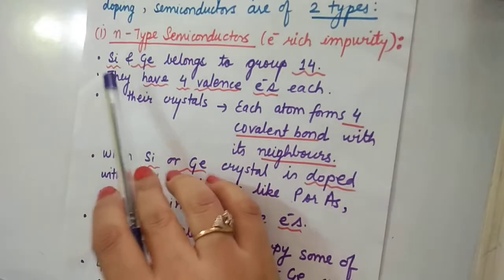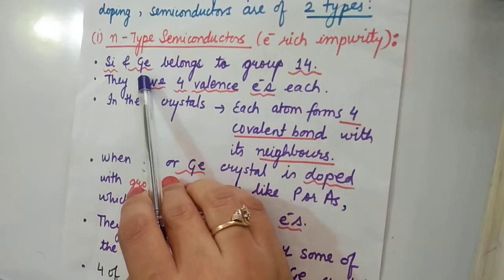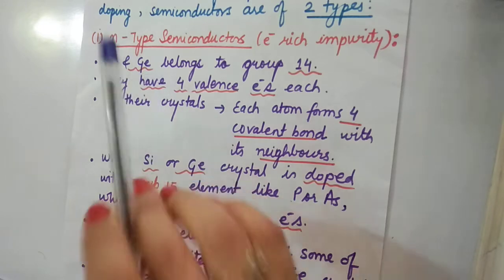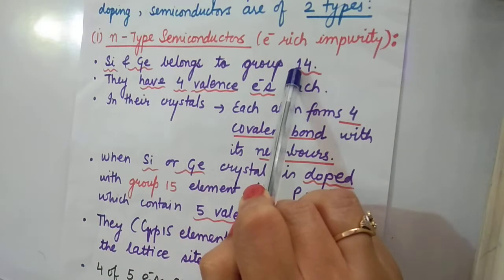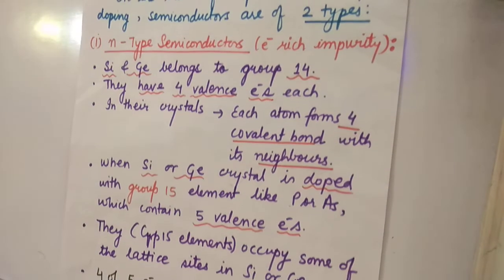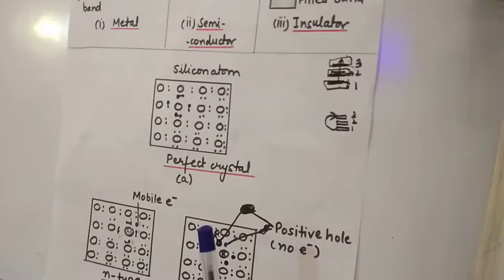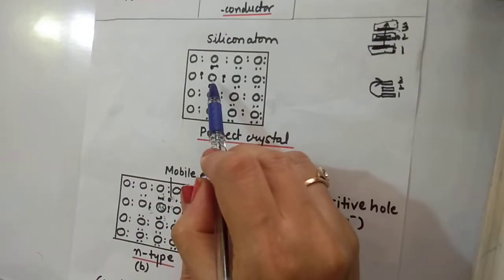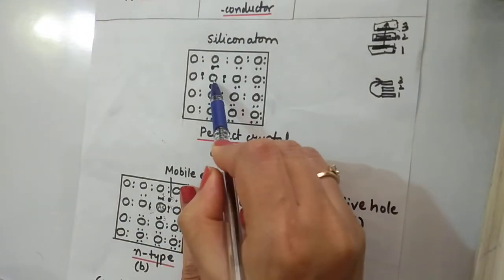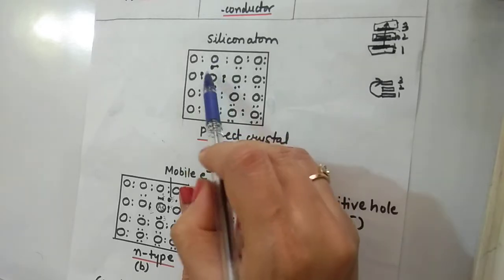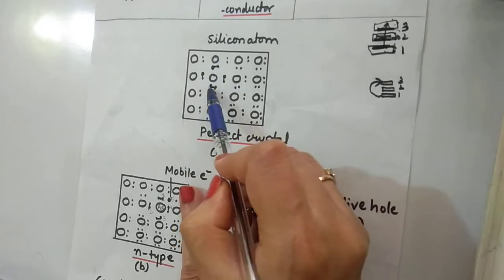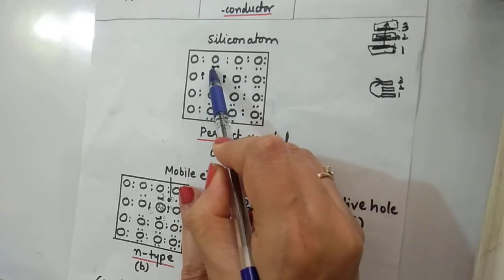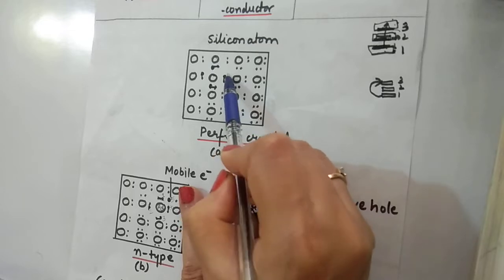As you all know, silicon and germanium are semiconductors and they belong to group 14. So, when we talk about their groups, they are of group 14 and they have 4 valence electrons. Suppose I talk about this silicon atom. Now this silicon atom is having 1, 2, 3, 4 electrons in its valence shell.